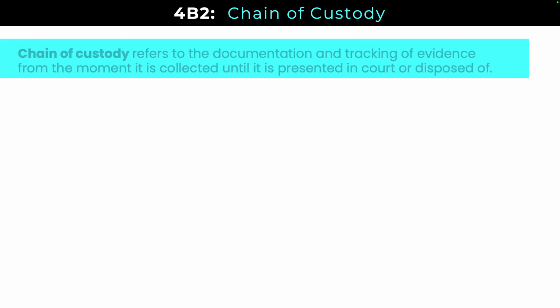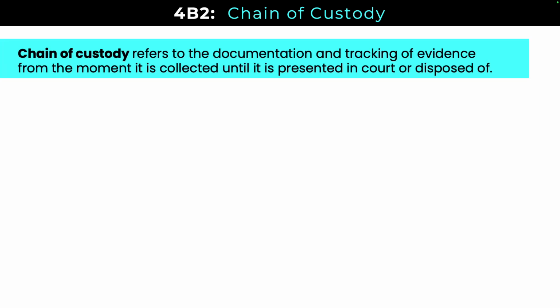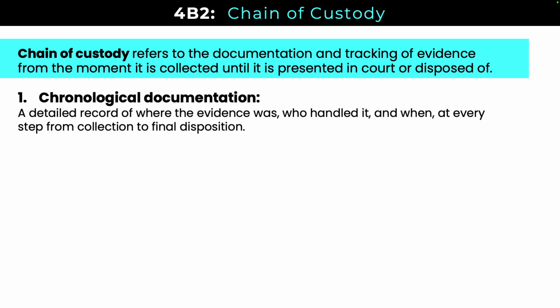So let's talk chain of custody at greater depth. Chain of custody, I mentioned, refers to the documentation and tracking of evidence from the moment it's collected until it is presented in court or disposed of. So this will include chronological documentation, a detailed record of where the evidence was, who handled it, and when, at every step, from the initial collection to final disposition, to the moment it is presented in that courtroom.